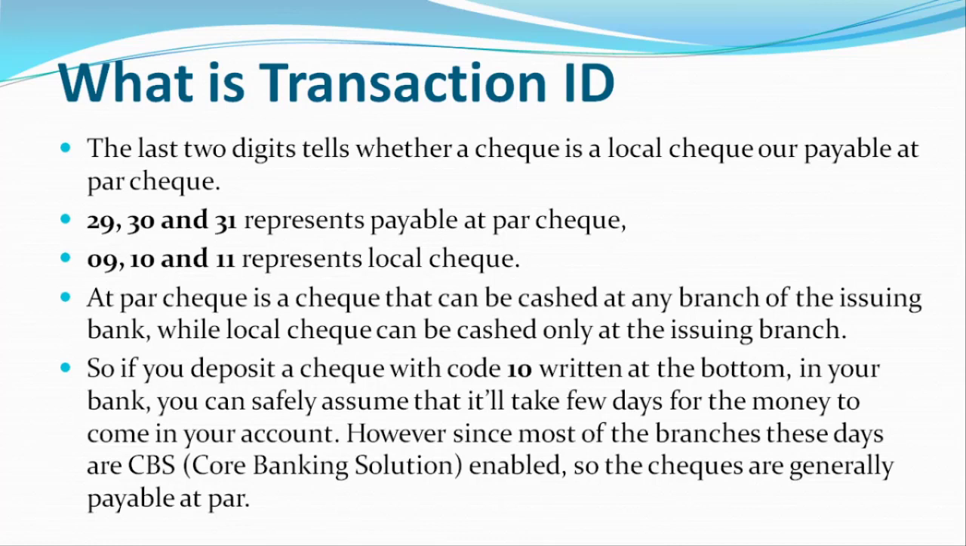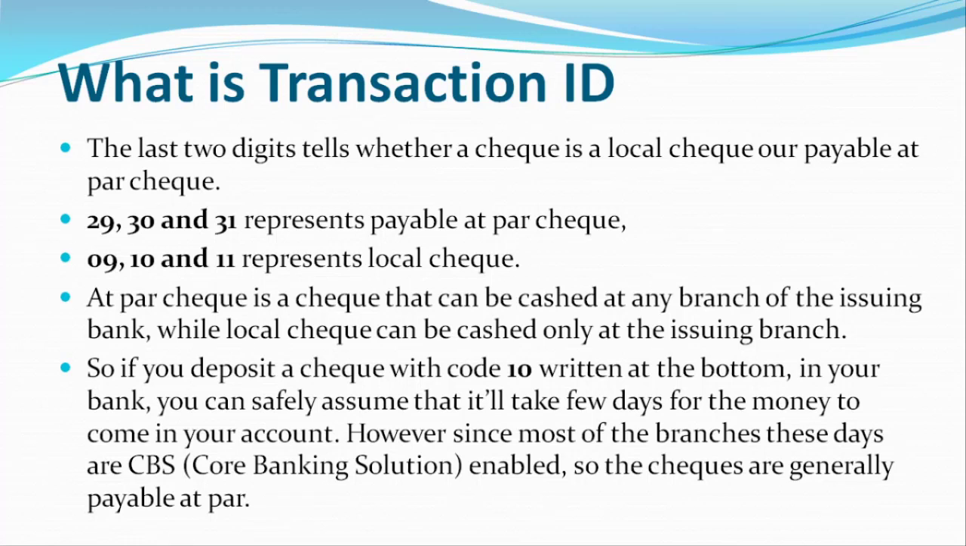Usually 29, 30 and 31, these 3 numbers, if you see any one of them on the check, it represents a check payable at par. It means whenever the receiver of the check, the holder of the check, presents that particular check, he will get the cash immediately.